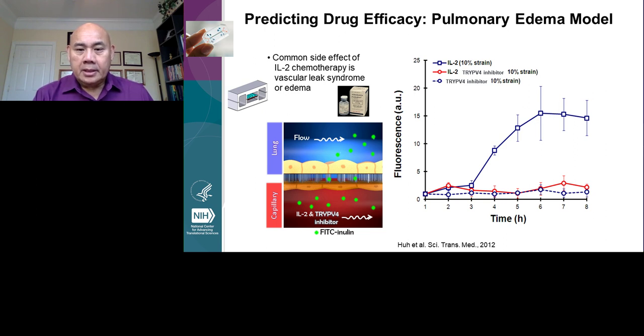In the bottom panel is shown the lung on a chip, wherein you're seeing FITC-labeled inulin. You can see that the labeled inulin will traverse through the capillary and lung epithelial cells, showing leakiness of the capillary bed and going into the lungs, which would be representative of pulmonary edema. However, if you then incorporate a TRPV4 inhibitor into the system, still with a 10% strain of stretching, you can see that vascular leakiness is mitigated in the presence of the TRPV4 inhibitor. And so this shows that this condition can essentially be prevented or can be a companion drug to IL-2 chemotherapy.